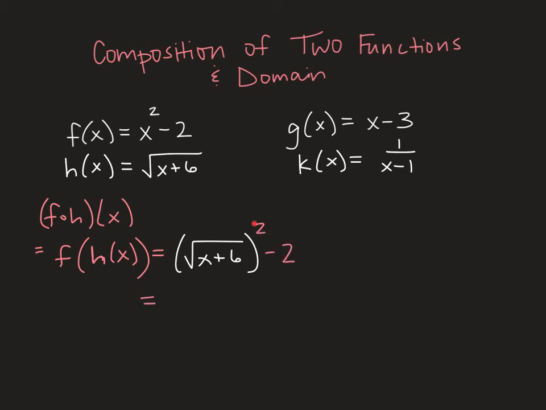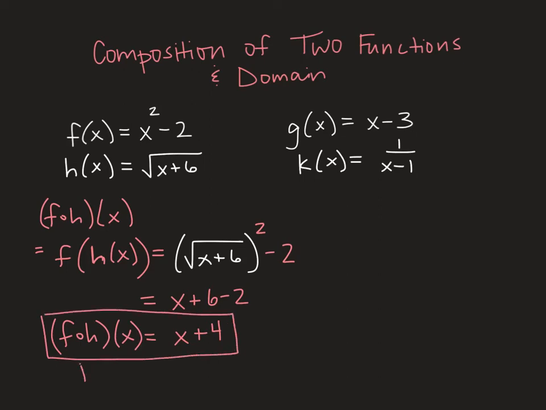When we're squaring something that's under a square root, we just are left with what's inside, the radicand. So we'll be left with x plus 6 and then a minus 2, which will be left with x plus 4. So our new function that we created, f of h of x, is just x plus 4. Again, no x under a square root or in a denominator. We do not have any restrictions on our domain. Let's do one more example.